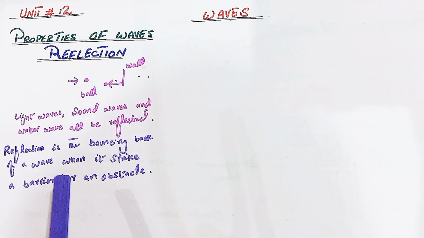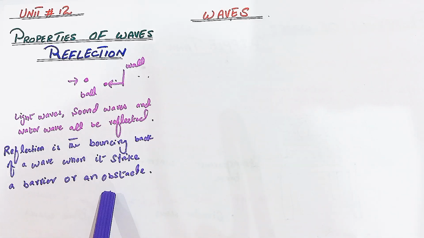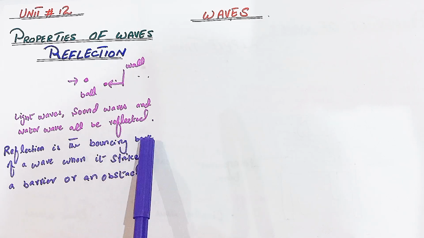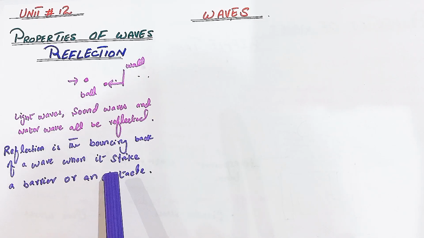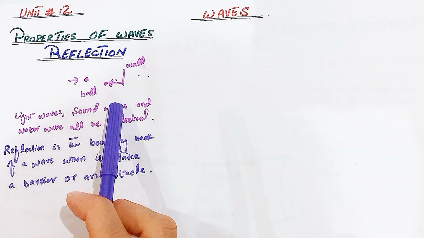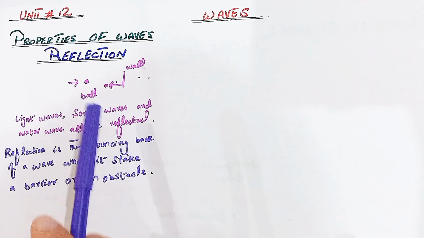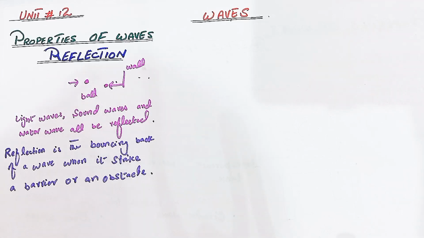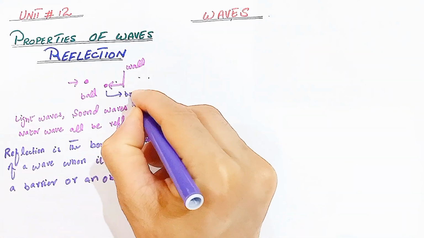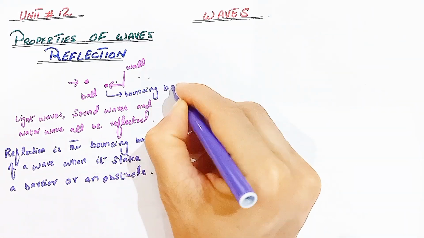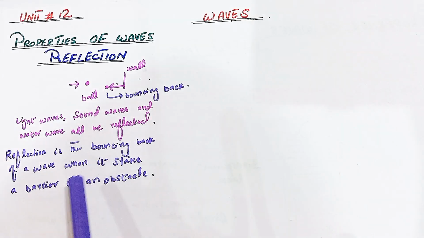Students, there are three important words in this definition. The first word is bouncing back. What is bouncing back? When you throw a ball at a wall, does it continue passing through the wall? No, it comes back. Exactly, that is called bouncing back. When it comes back, that is called bouncing back.